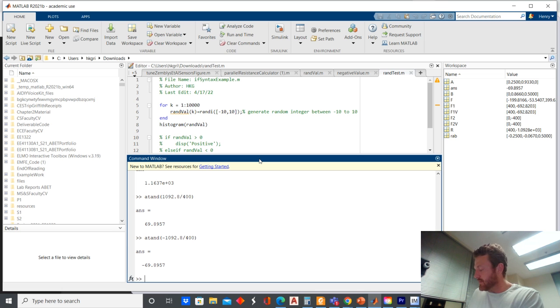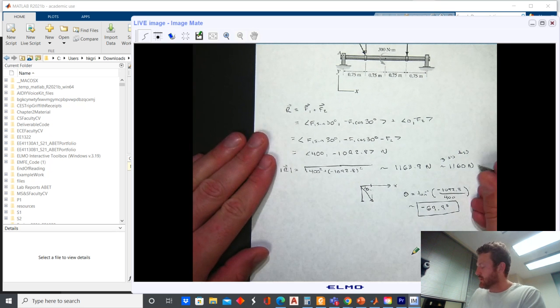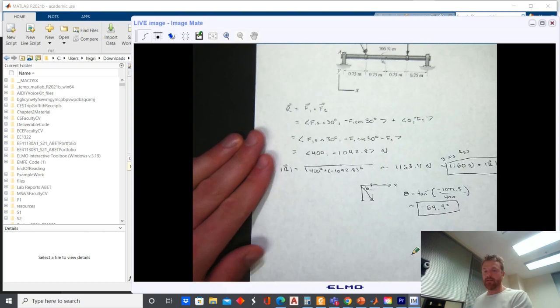And we like that the result is minus. However, we got there because we know by sketching that this is in the fourth quadrant. So that is for magnitude R, and this is for its angle. Okay, so we're getting close.